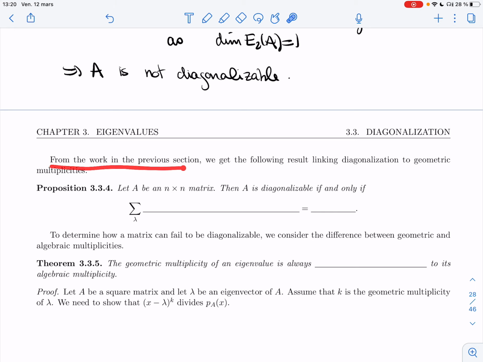So from the work in the previous section, we get the following result linking diagonalization to geometric multiplicity. Let A be an n by n matrix. Then A is diagonalizable. We know that's the same thing as having a basis of eigenvectors, and so you need the sum of the dimensions of E lambda of A, the sum of the geometric multiplicities, to be equal to n.